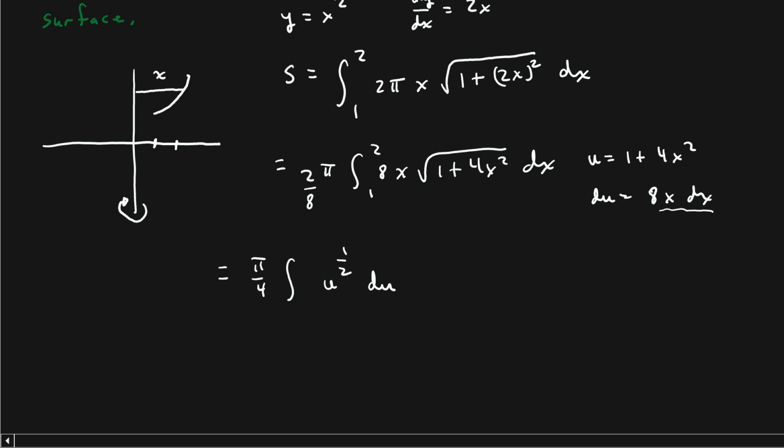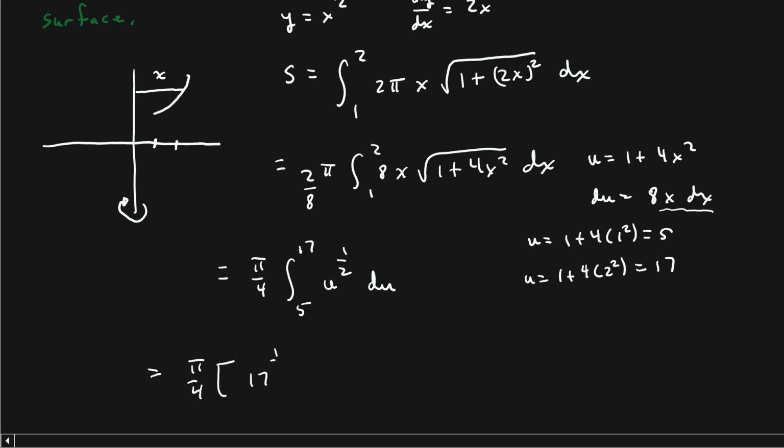All right, and we've got to change our bounds. We're going to take each one of the bounds, the 1 and the 2, and plug it into here. u equals 1 plus 4 times 1 squared, which is 5, and u equals 1 plus 4 times 2 squared, which equals 17. So that's 5 to 17. And so that's going to be pi over 4 times 17 to the 1/2 minus 5 to the 1/2.